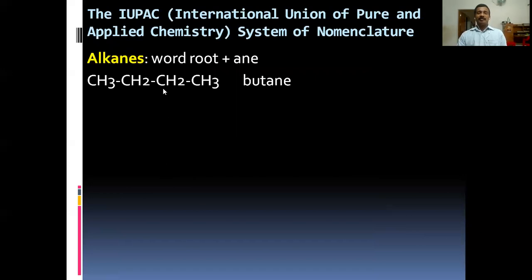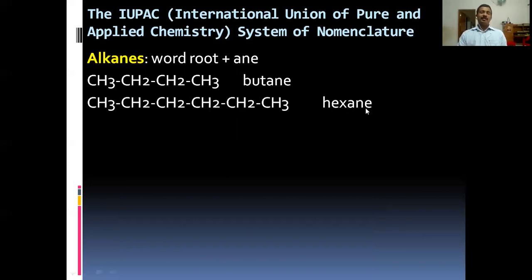For example, CH3CH2CH2CH3. How many carbons? 1, 2, 3, 4. But is the word root, plus an, butane. CH3CH2CH2CH2CH2CH3. Word root for 6 carbon atoms, hex plus ane, hexane. C9H20, 9 carbon atoms, word root non, nonane.